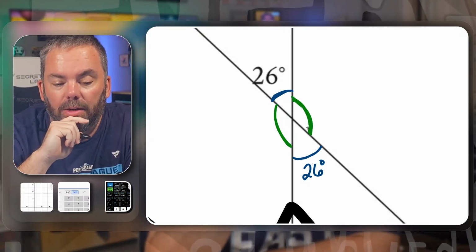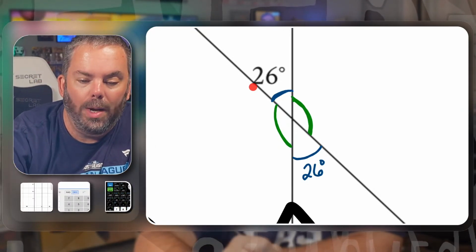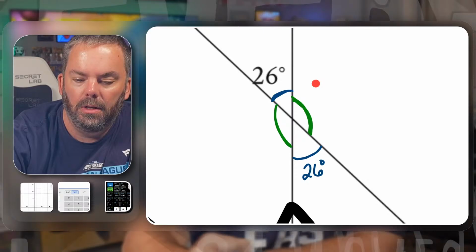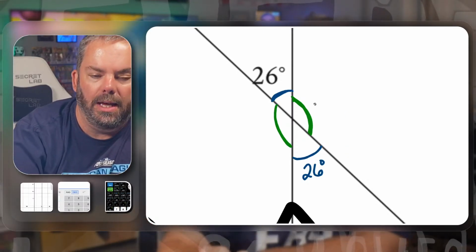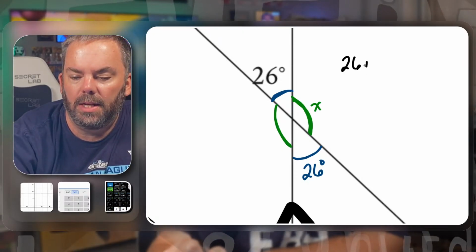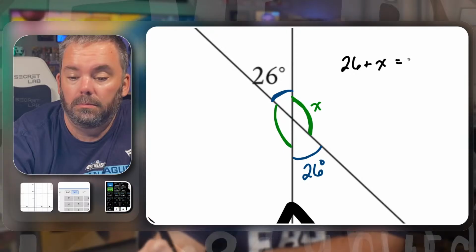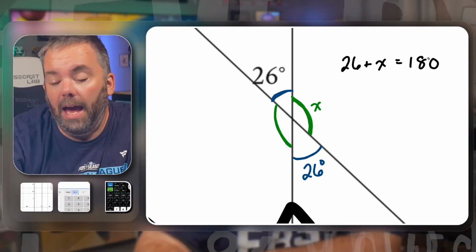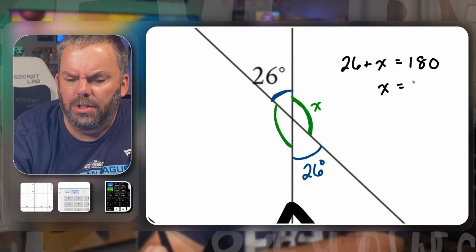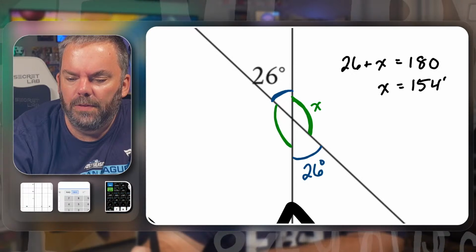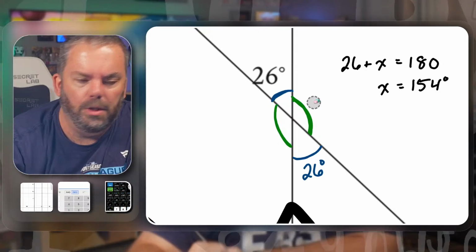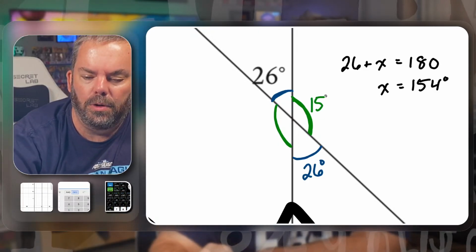Not only do those two angles have to be congruent, but 26 degrees plus one of them needs to be 180. Do you notice how that's half a circle? So if I call this x, then I could say 26 plus x equals 180. If I subtract 26 on both sides, I get x equals 154 degrees. So let's erase that x, and instead put 154 degrees.